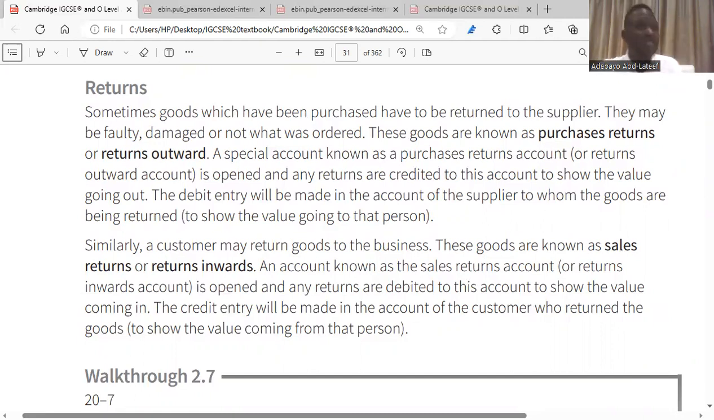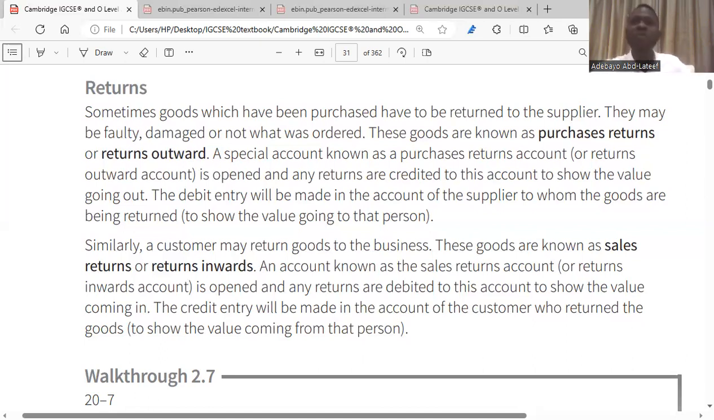Goods can be returned for different reasons. One, goods can be returned because the quantity exceeded what was supposed to be given. So we ordered 500, we got 700, so we have to return. So goods are returned if the quantities are more than what was ordered. Another reason why goods are returned is maybe they are expired. So if they are expired, you return them.